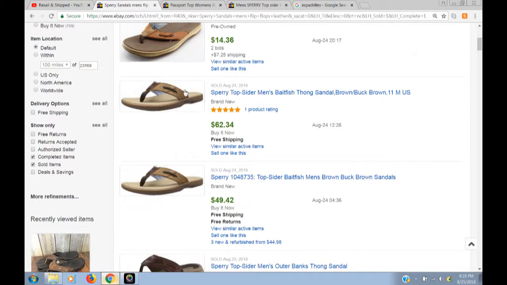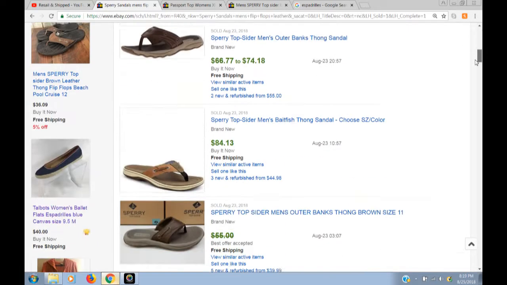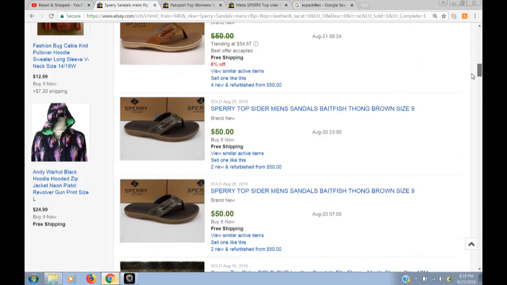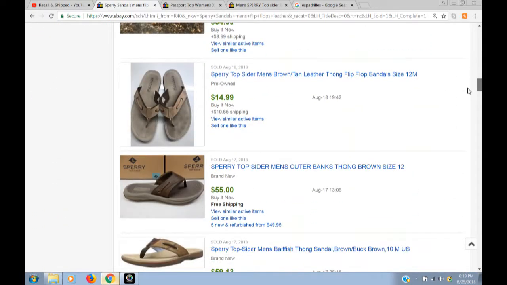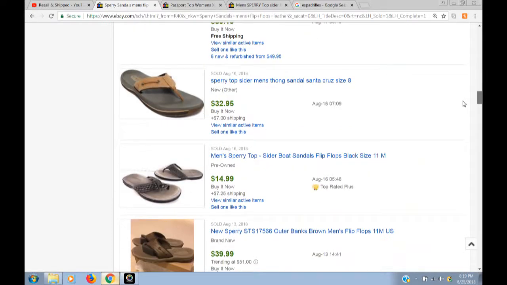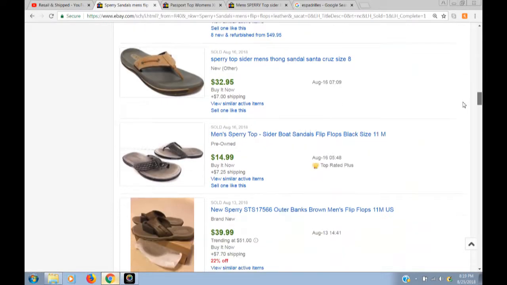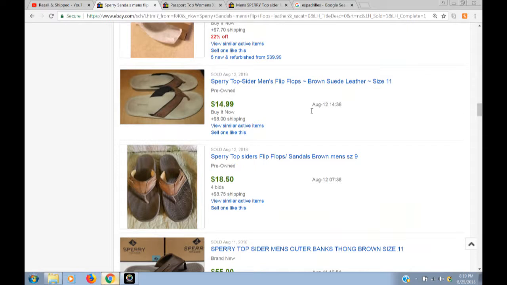Here is where I'm thinking that looks more like my shoe. That's brand new for 62. So that just means that I'll probably have to do about $30, I'm thinking, shipped for those. Oh look, here we go. See, if I would have had mine up already, I could have sold it already.